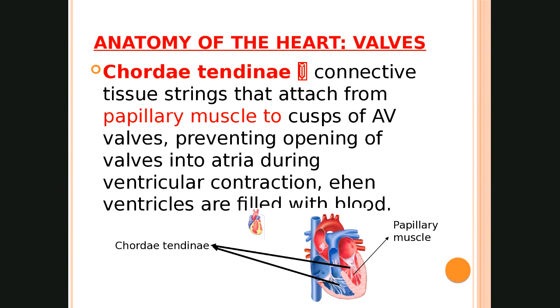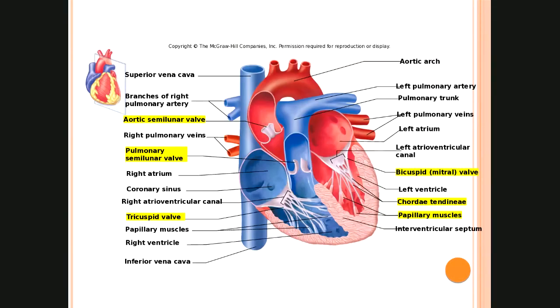So here you have on the left side, the mitral or bicuspid valve. On the right side, the tricuspid valve. Notice the chordae tendineae attaching to these valves and in turn attaching to the papillary muscles. It says that the papillary muscles prevent opening of the valves into the atria during ventricular contraction when the ventricles are filled with blood. We're going to see this here in just a second.